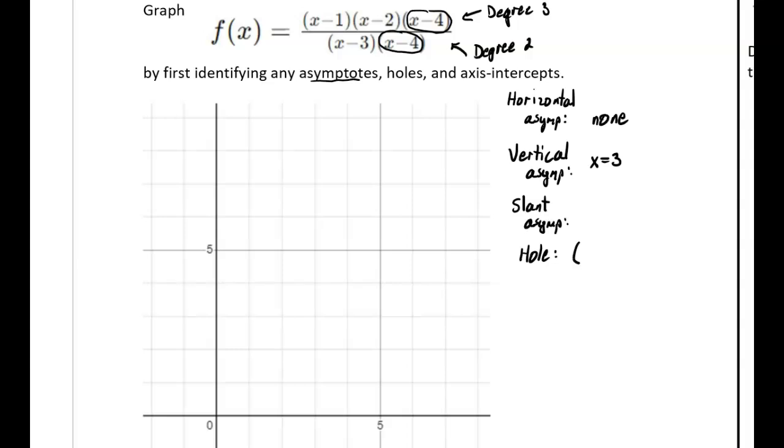The hole will be located at 4, and the y value of that ordered pair will be the value of the function when you substitute 4 in for x while disregarding those factors that cancel away. So 4 subtract 1 makes a 3, 4 subtract 2 makes a 2, and down at the bottom, 4 subtract 3 makes a 1. This creates 3 times 2 makes 6 on top and 1 on the bottom. The result is 6. When we graph this, we're going to create a hole at the point 4, 6.